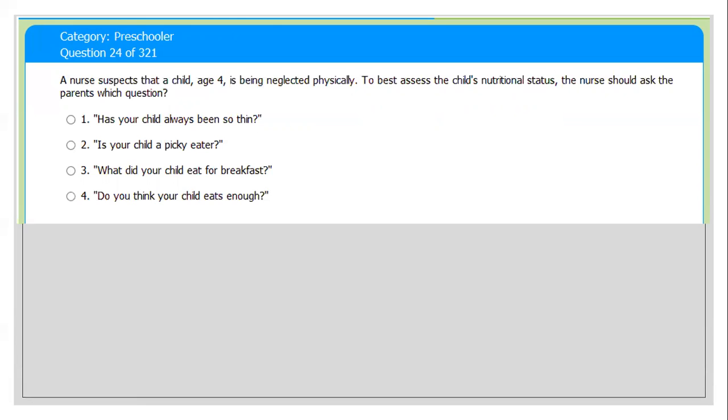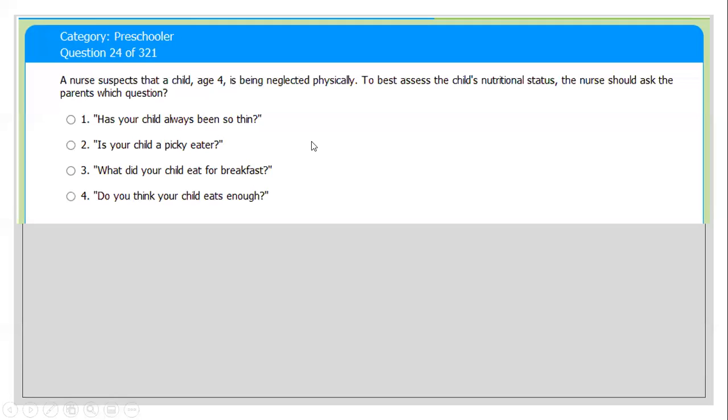So here, number 1, has your child always been so thin? Number 2, is your child a picky eater? Number 3, what did your child eat for breakfast? Number 4, do you think your child eats enough?